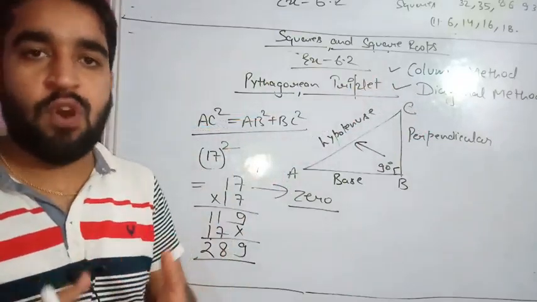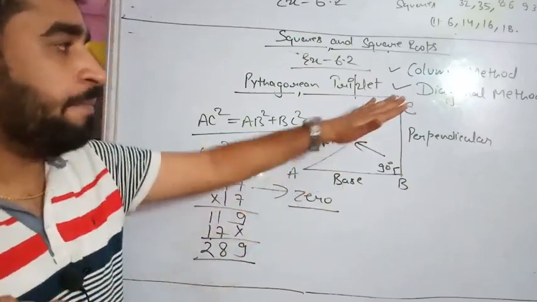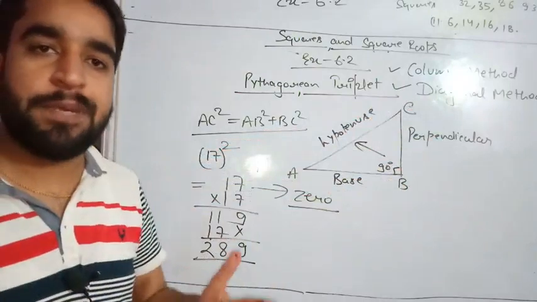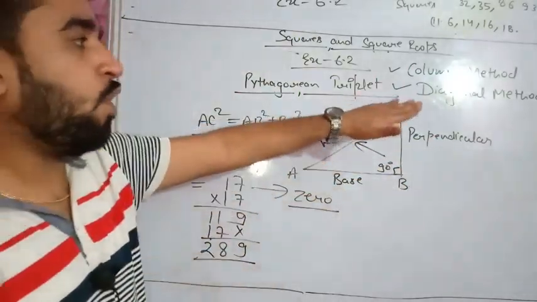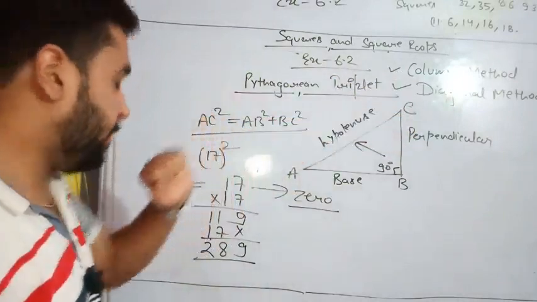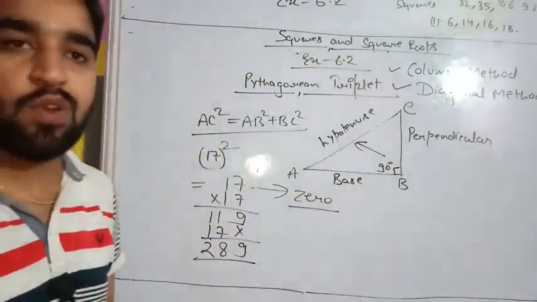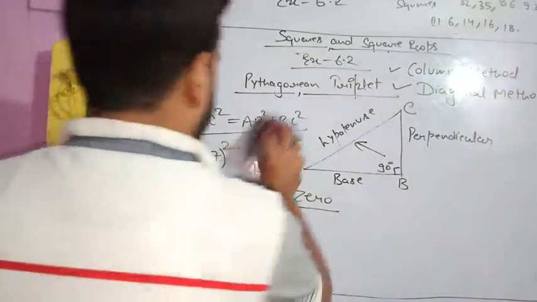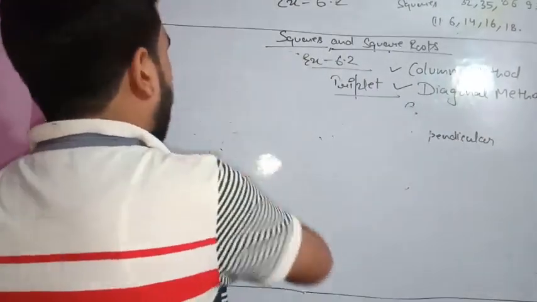So I wish that my class should be able to apply the latest methods which are used in other competition level books. We are going to solve the column method as well as the diagonal method. Firstly, I am going to explain the column method to calculate squares.